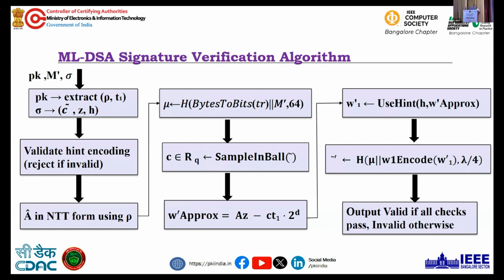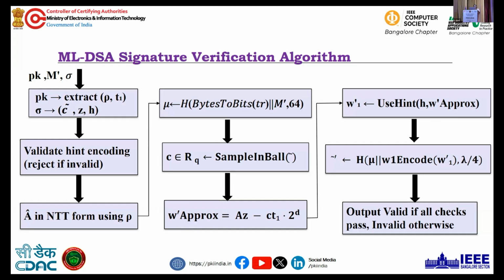And for ML-DSA signature verification, here we give the private key, message and signature as input. From the private key we extract row T1, and from the signature we extract C hash, Z and H. And here we validate whether the hint encoding is properly generated. If it is not, it is rejected as invalid. And A-hat in NTT form using row is generated. Message is again generated.